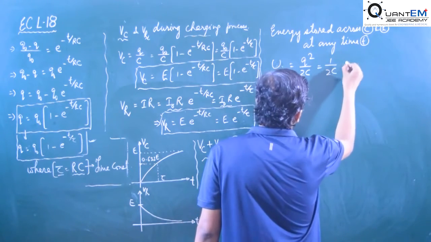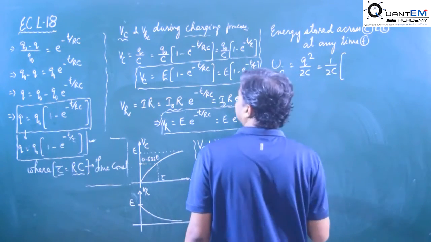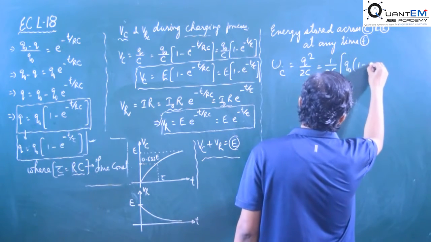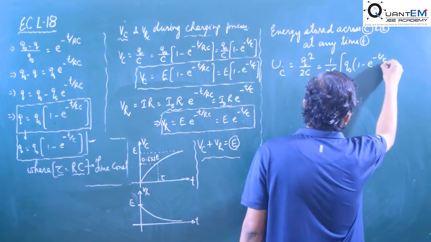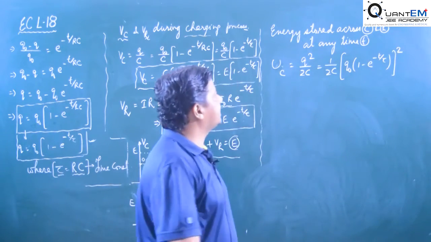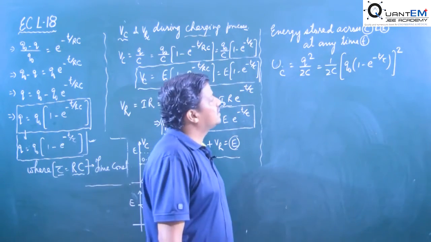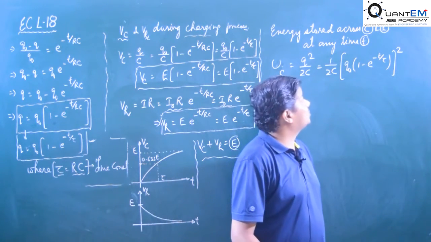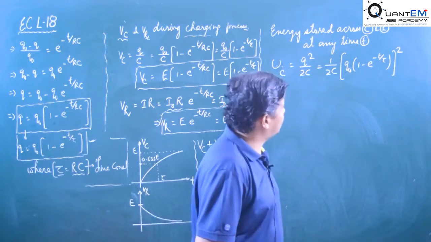So it is 1 by 2C, and we have Q naught e to the power minus t by tau, squared. Solve it to get the value of what? The energy stored across the capacitor at any time t, where Q naught square by 2C will be the maximum amount of energy.